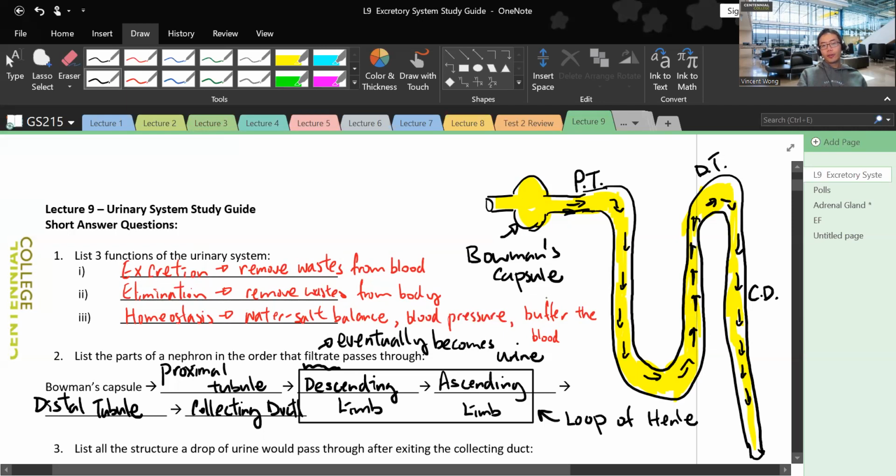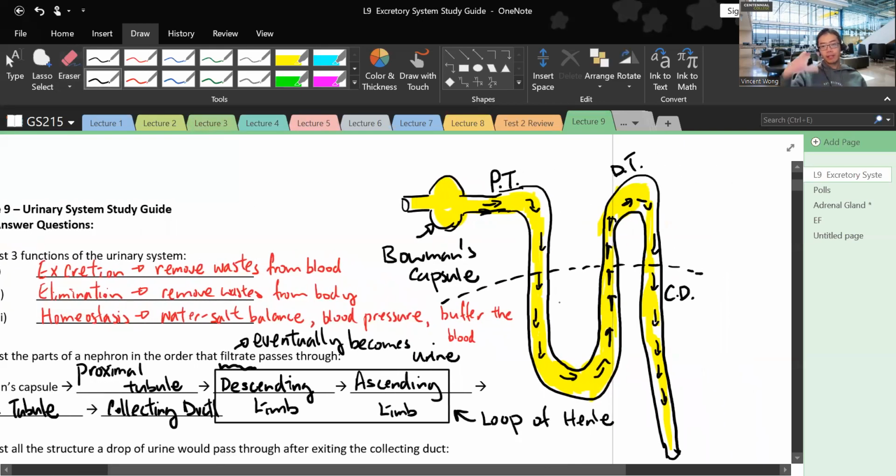Now, I don't know if you remember, but earlier when we were drawing this, I told you there is a boundary in the kidney, right? There's the outer portion and the inner portion. So the outer portion is called the renal cortex, whereas the inner portion is called the renal medulla, right? Okay, so the loop of Henle dips into the medulla and comes right back up before going in again.